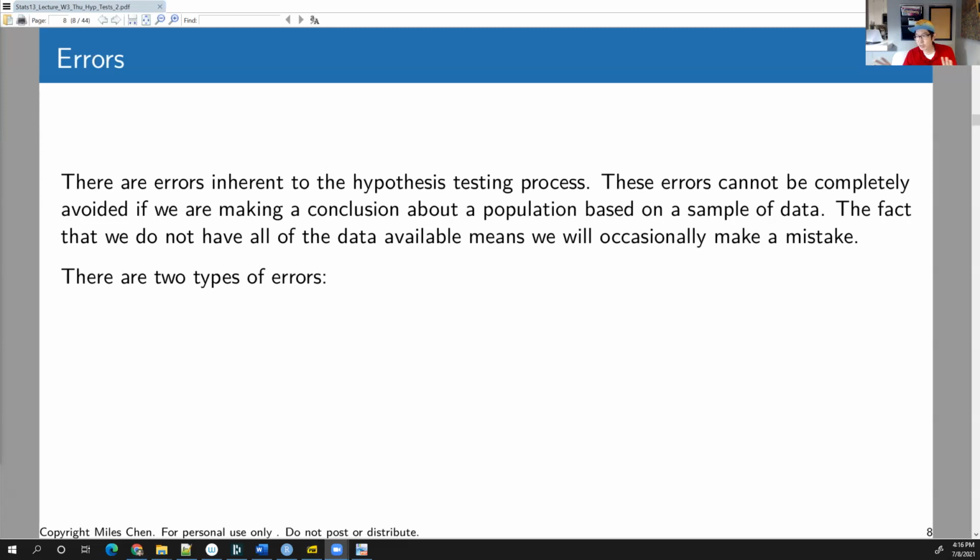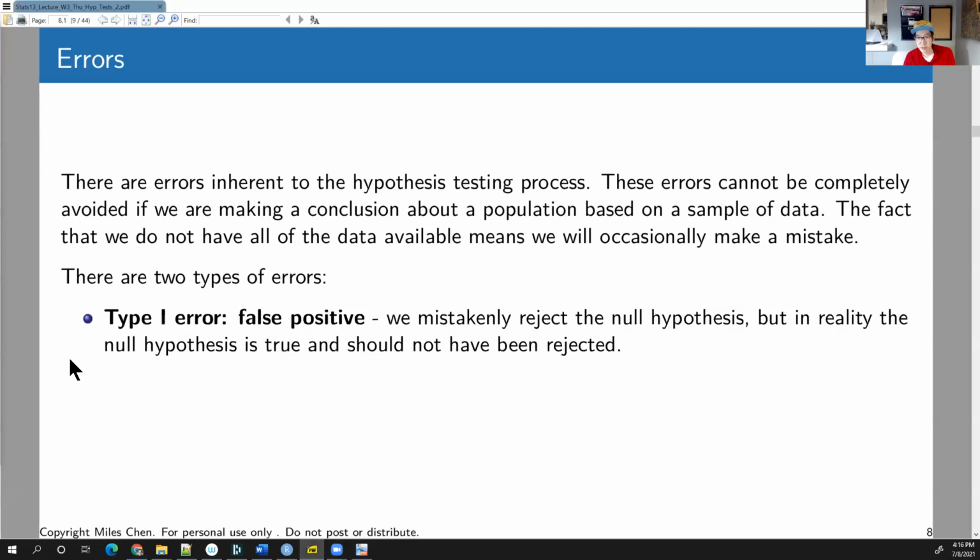So the fact that we don't have all the data just means that occasionally we're going to make a mistake. And so the two types of errors are this, right? The first kind is the type 1 error, and the other kind is the type 2 error. This is kind of funny: when statistics was first being developed, this framework of hypothesis testing, they realized, oh yeah, there are two errors that are inherent to the process and they can't be avoided. And they didn't have good names. They just said, all right, the two types are type 1 and type 2.